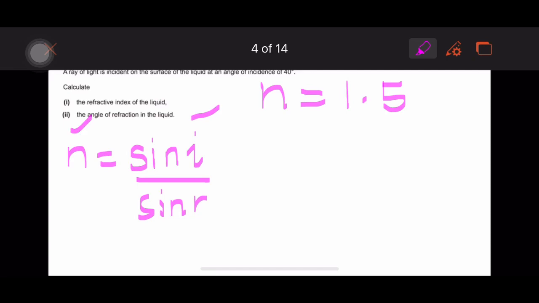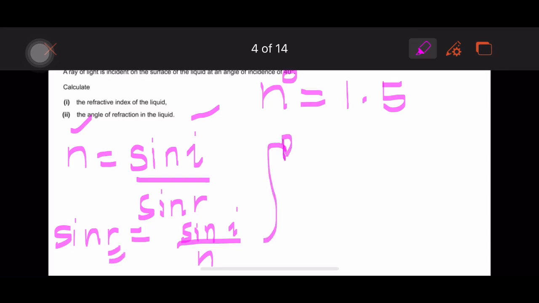n is already given. i is already given. It's 40 degrees according to the problem, so we're going to solve for r. So sine r is equal to sine i divided by n. Now we're going to solve for r, not for the sine of r, so we're going to rearrange that.